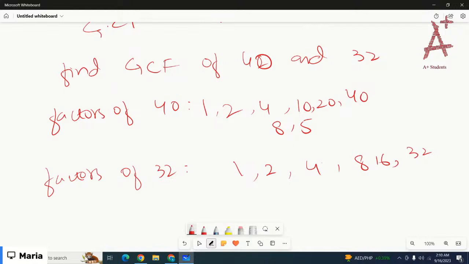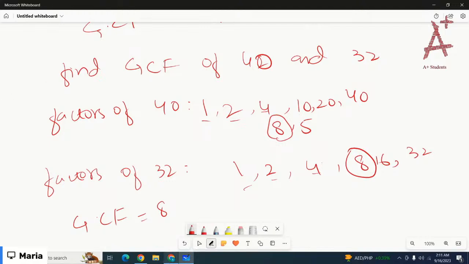Now just look at the common factors. 1, 2, 4, and then we have 8. So you have 4 common factors. You have to look for the greatest common factor. So the greatest common factor is 8, right? The greatest common factor of 32 and 40 is 8. So this way you can find the greatest common factor of the numbers, right?